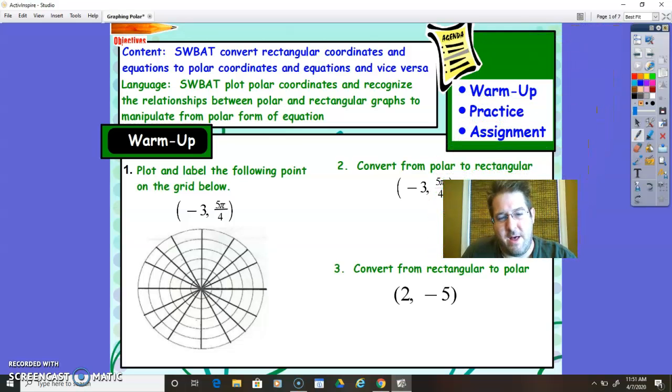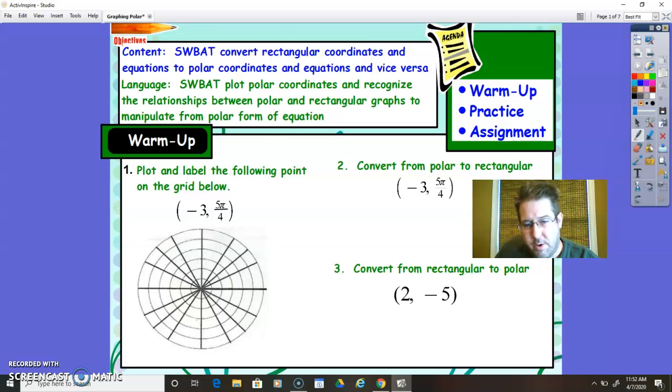This is Unit 4, Topic 3, lesson number 3, and we're going to be graphing some polar coordinates. Polar equations. Plot and label the following point on the grid.